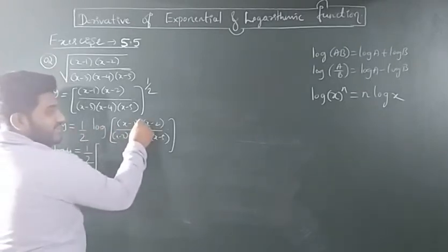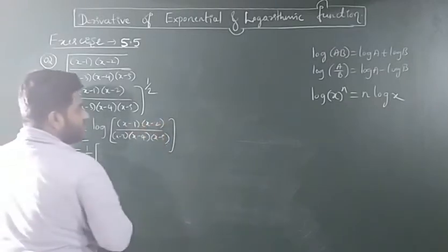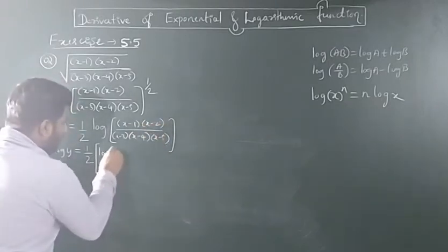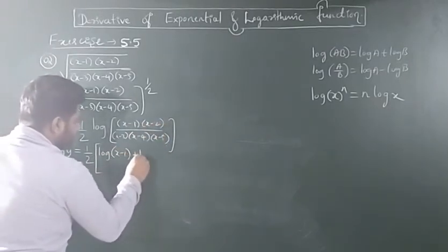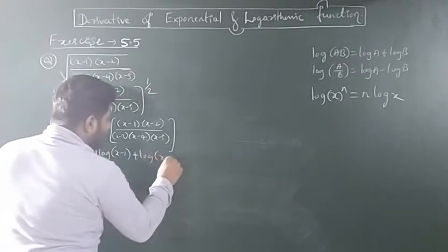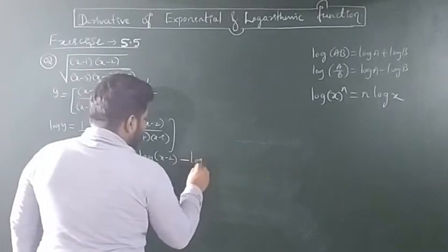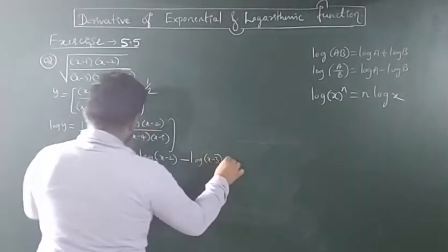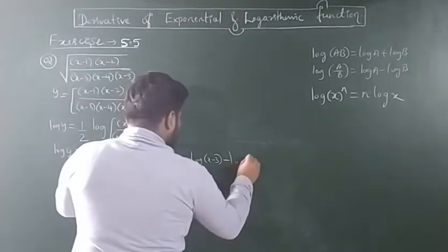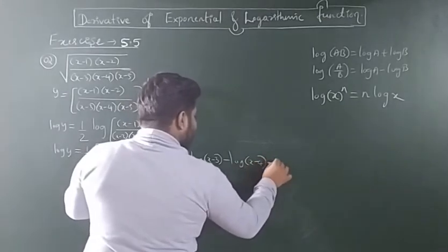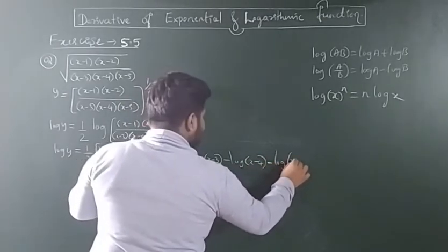So log, whatever multiplication is there in the numerator, you take that as a plus. Log of x minus 1 plus log of x minus 2 minus, because it is in the denominator, log of x minus 3 minus log of x minus 4 minus log of x minus 5.